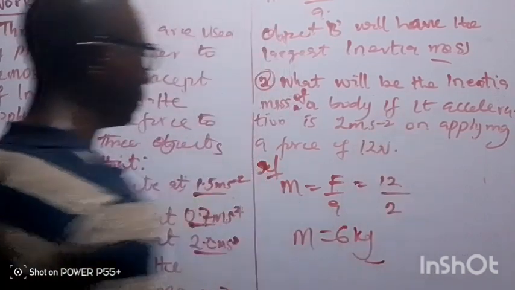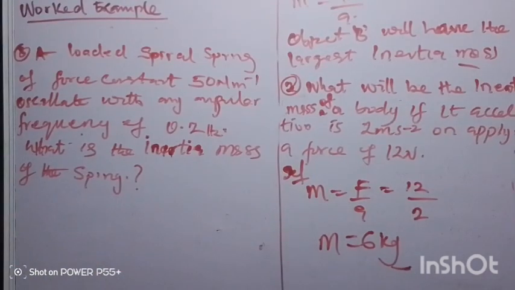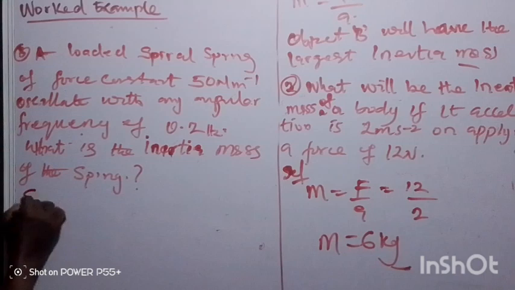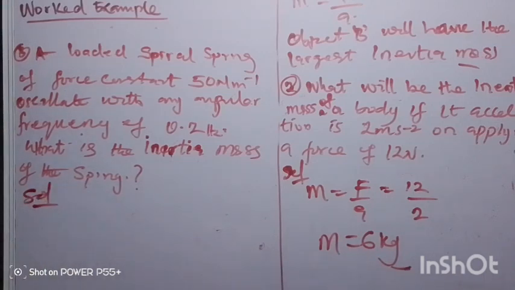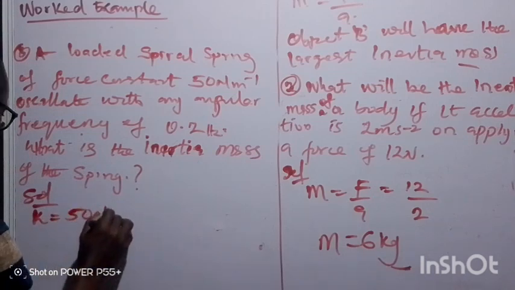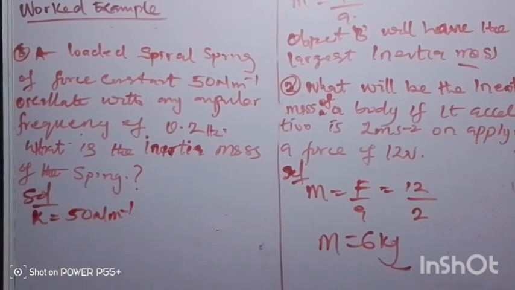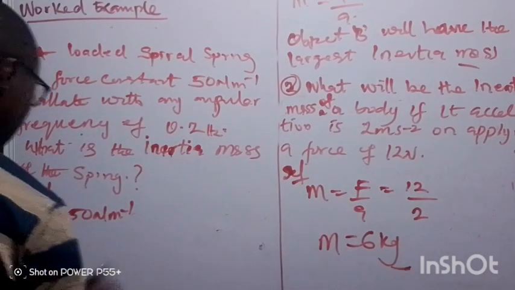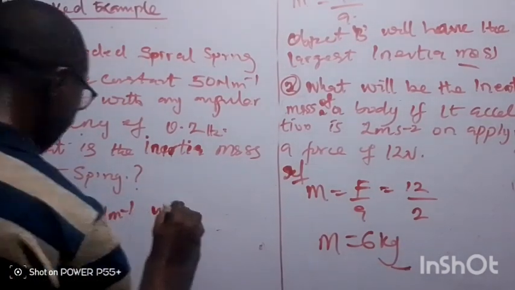Let's take this one as example 3. A loaded spiral spring of force constant 50 Newton per meter oscillates with an angular frequency of 0.2 Hertz. What is the inertial mass of the spring? Now, from this question, solution. What are the parameters given? Force constant k is given as 50 Newton per meter. Then, angular frequency, that is omega, is given as 0.2 Hertz.